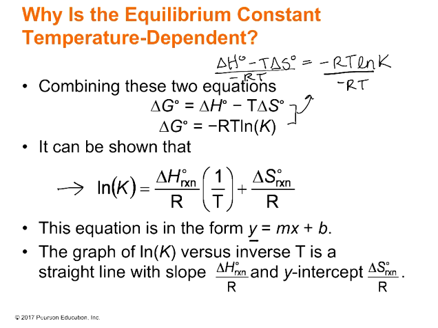So notice that this equation is in the form of y equals mx plus b. So what's great about this equation is we can graph the natural log of K versus 1 over temperature, and that will give us a straight line where the slope is equal to the change in enthalpy for a reaction over the gas constant, and the y-intercept is equal to the change in entropy of the reaction over the gas constant. So let's see what that would look like.